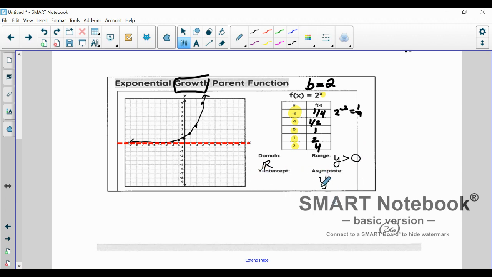Our asymptote is at y equals 0. So because we can't get to y equals 0, this red dotted line, our range is just greater than 0. So these two are always going to be related. And then the new key feature, instead of having a vertex, is just going to be our y-intercept. So we have a y-intercept here of (0, 1).